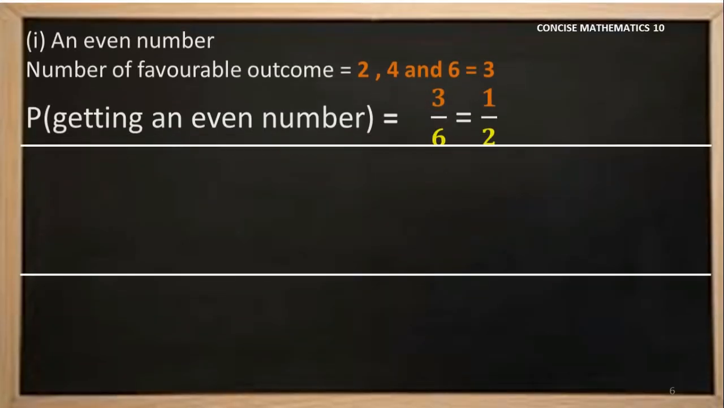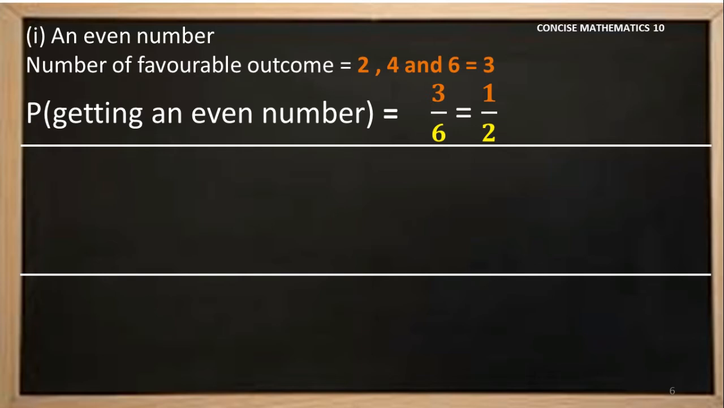The first sub question is an even number. Among 1 to 6, which are the even numbers? 2, 4 and 6. Hence the number of favorable outcomes is equal to 3. The probability will be equal to 3 by 6. After simplifying, the value will be equal to 1 by 2.